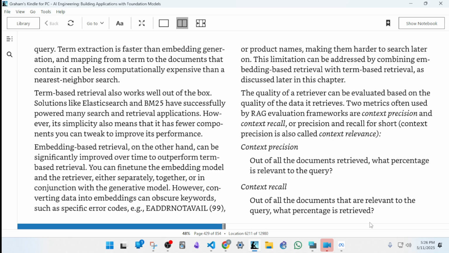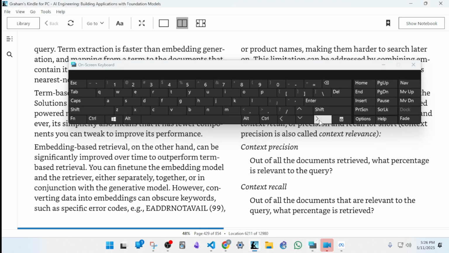Two metrics often used by RAG evaluation frameworks are context precision and context recall, or precision and recall for short. Context precision is also called context relevance. Context precision: out of all the documents retrieved, what percentage is relevant to the query? Context recall: out of all the documents that are relevant to the query, what percentage is retrieved?